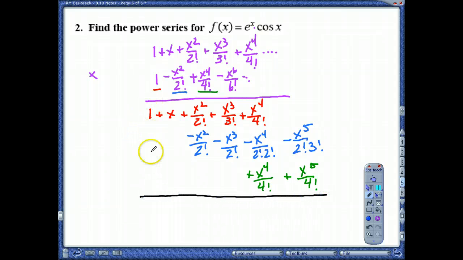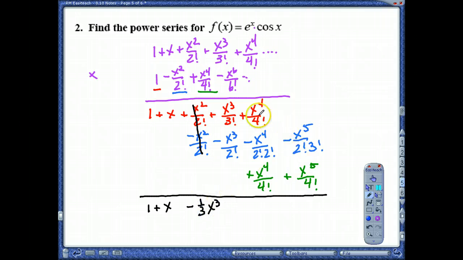So when I add my columns straight down, I get 1 plus x. Look at your x squared terms. Those guys cancel out altogether. And then you have x to the third over 6 minus x to the third over 2. That's going to be negative 1/3 x to the third.